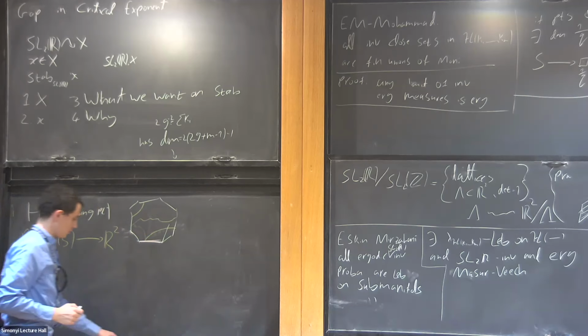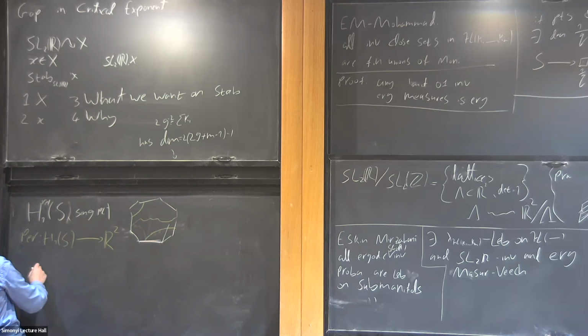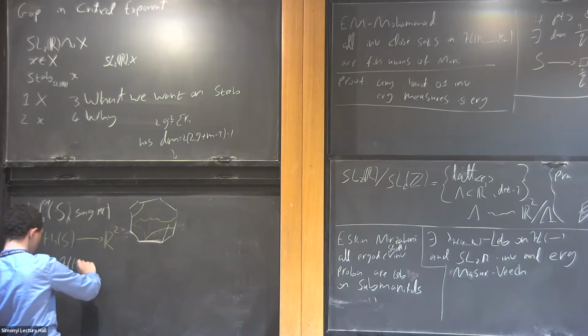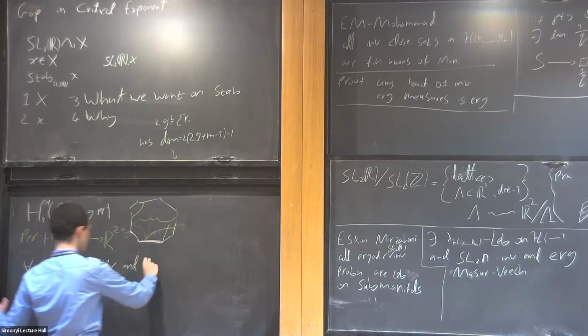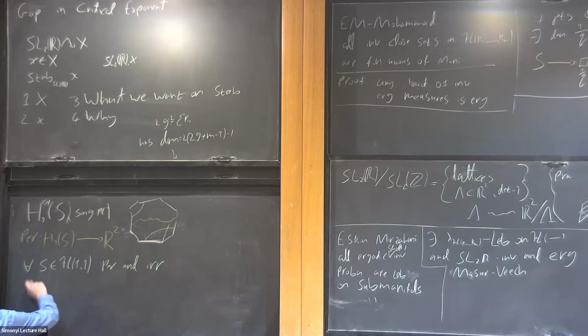So this is the claim: for any S inside H11 periodic and irrational, the period map of the homology relative to the singular points is rank 4.